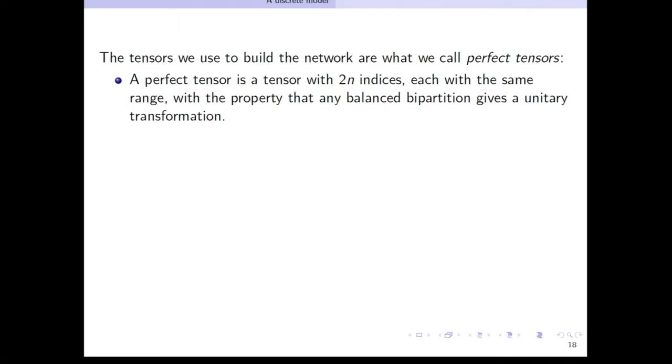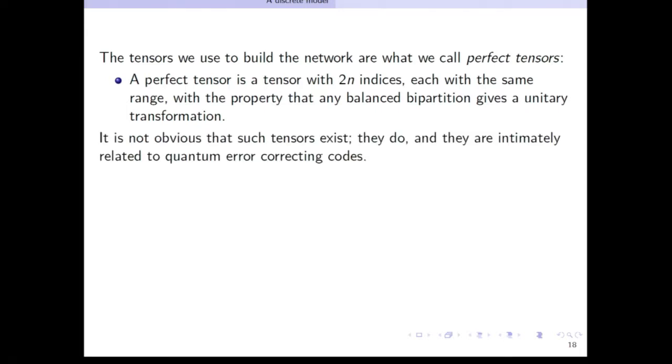For any n? I think it depends on what you do with the range. If you're willing to play with the range, I think it exists for any n. But if you pick the range and n, then it doesn't always work. Actually, it's not obvious that these exist, and they're intimately related to error correcting codes.